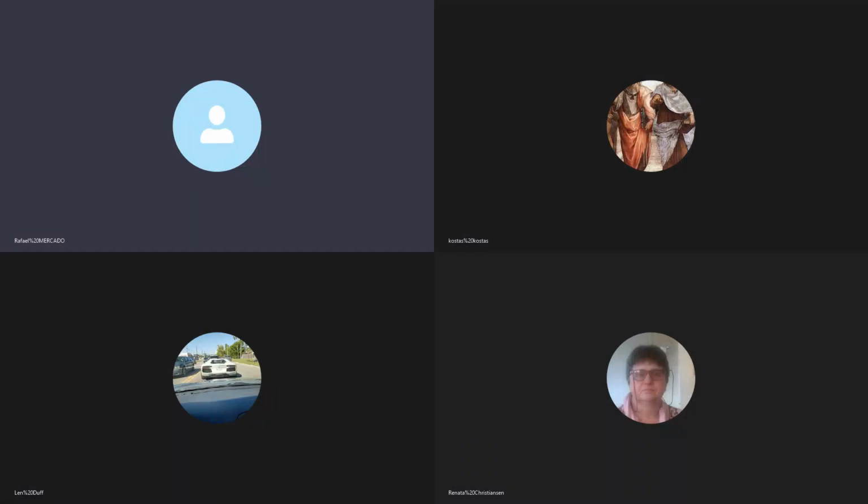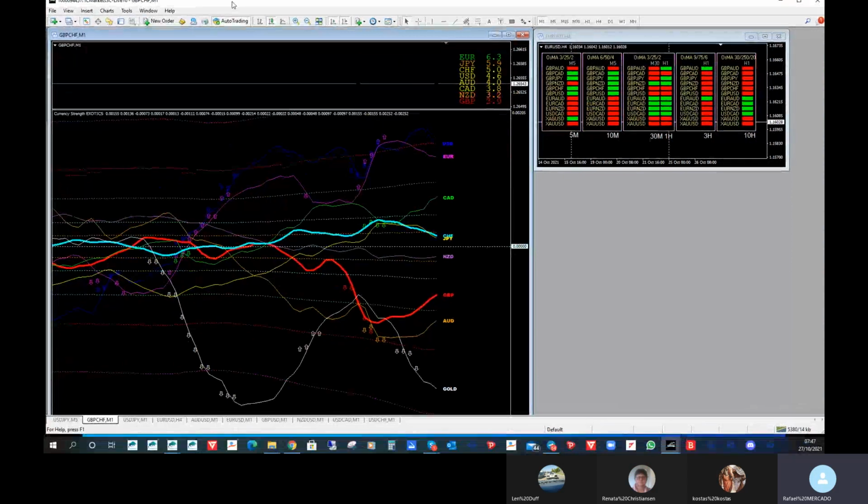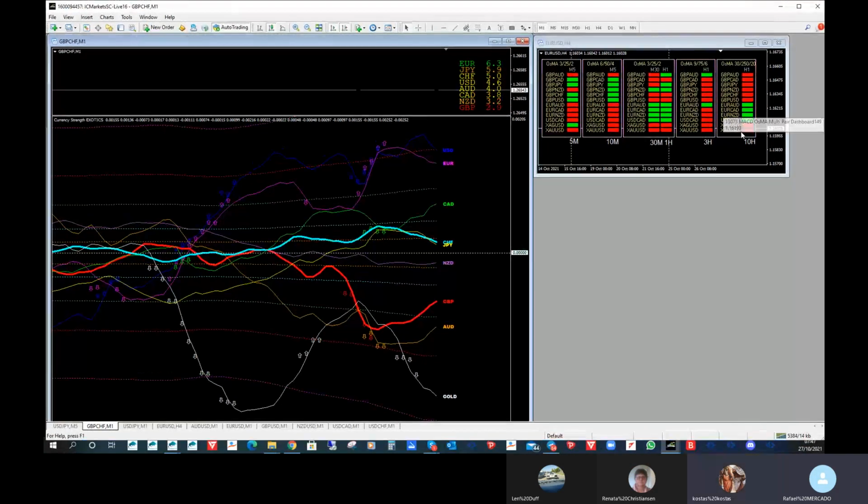I'm going to pass to 4. So I'm selecting the pairs that I think have potential. So I have the dashboard. Gold, yes, right. So we have gold meeting criteria. This is silver, but I don't trade it so much.